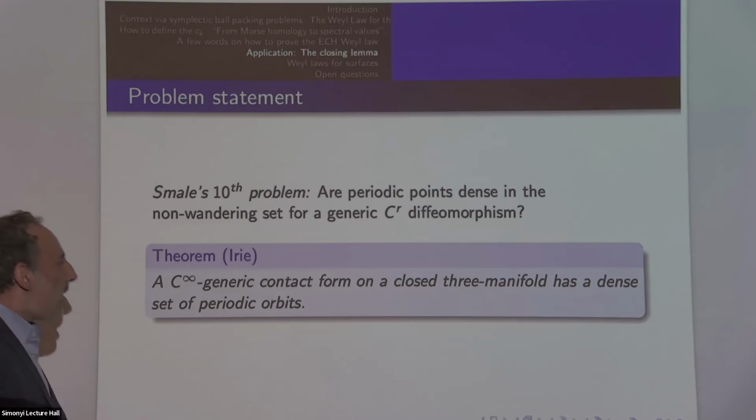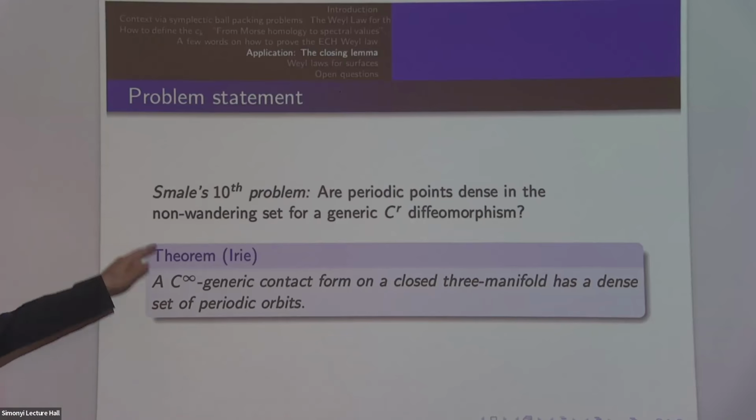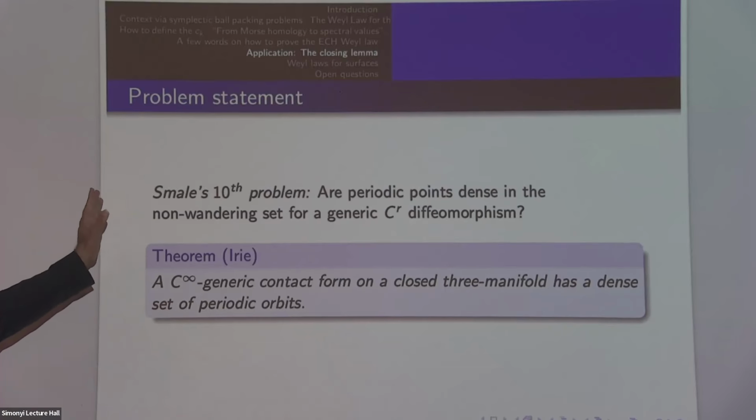Okay, so Smale's 10th problem asks, are periodic points dense in the non-wandering set for a generic C^r diffeomorphism? The regularity here is important in Smale's question because for r equals 0 or 1, these are along the lines of what you would call Pugh's closing lemmas. But we want to know in higher regularity whether you can get this to work. And Smale singles this out as one of the main problems to think about for the 21st century.